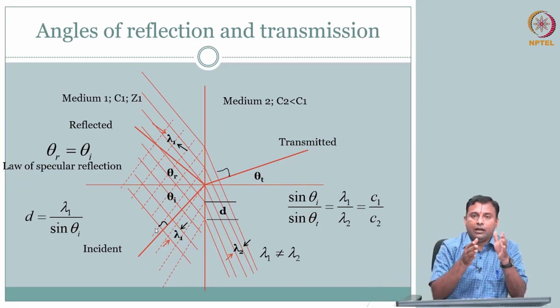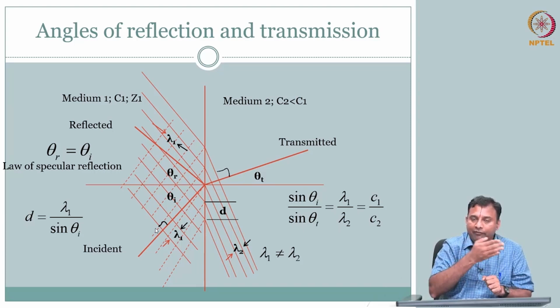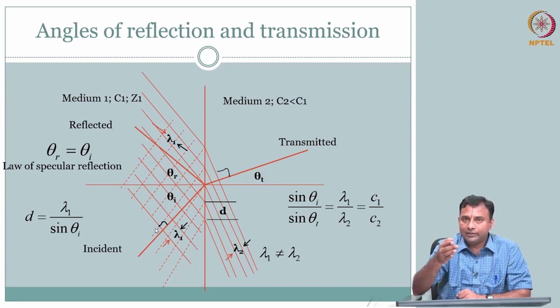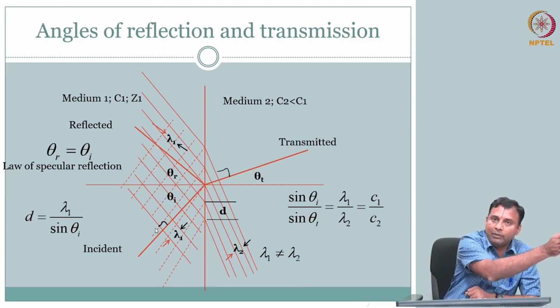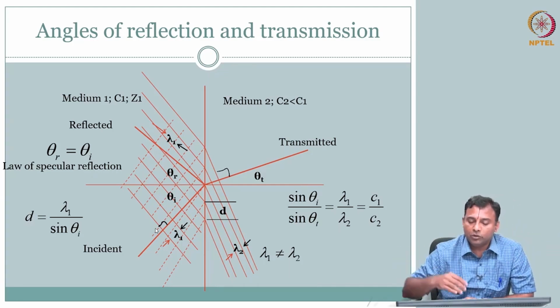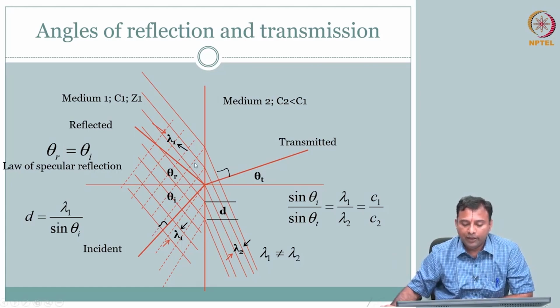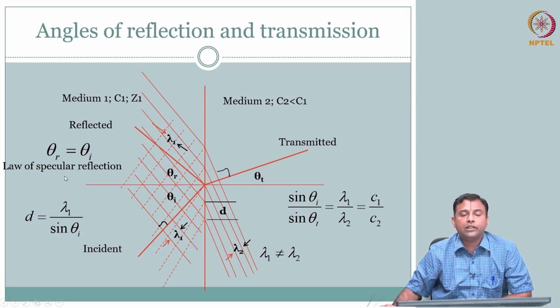So I have a wave that is coming, I have an interface. On the same side, a wave is coming back, and in the forward direction some amount is propagated. That is what this plane wave shows: the dotted lines are the reflected waves, the solid lines are the transmitted waves in medium 2. So you have the law of specular reflection, which states that theta I is equal to theta r. I hit at theta I, the angle of incidence, and the angle of reflection, theta r, equals theta I.